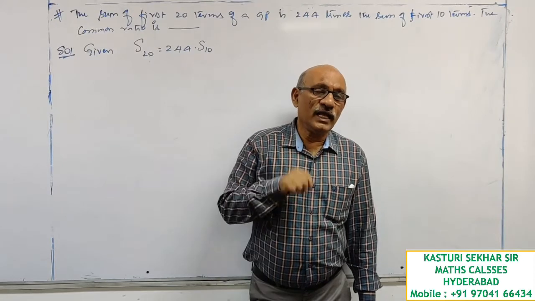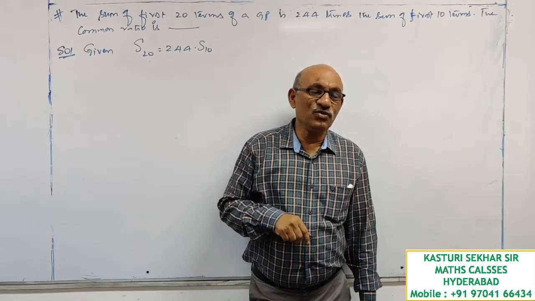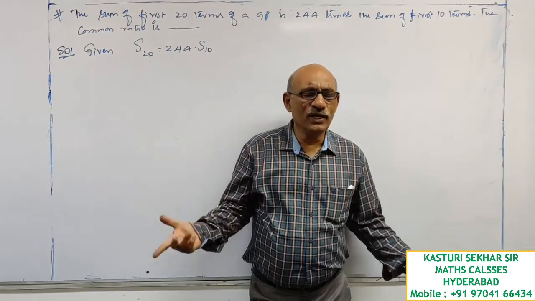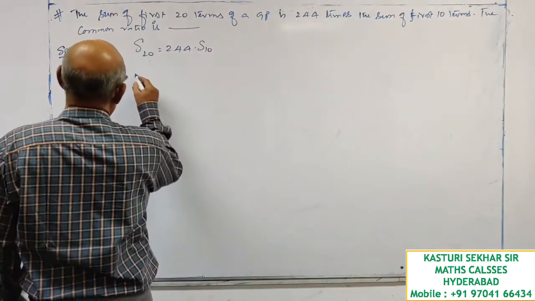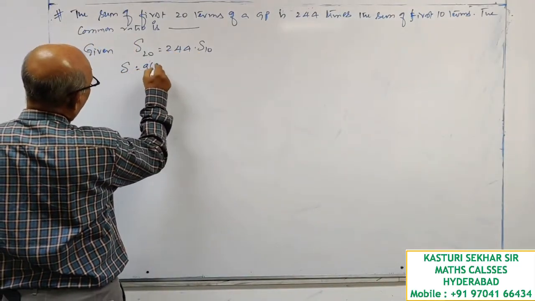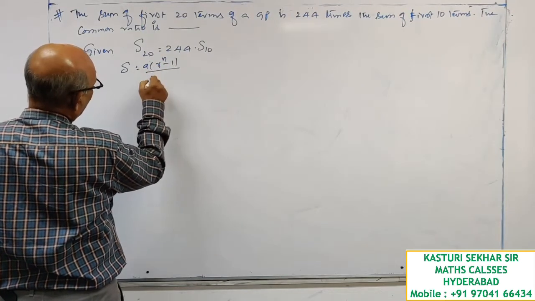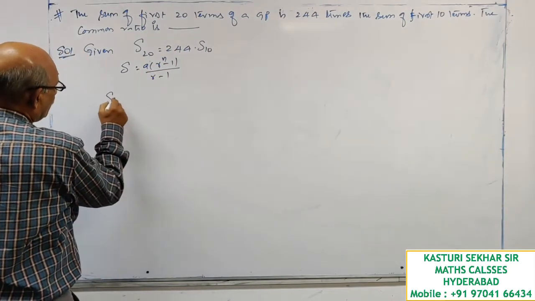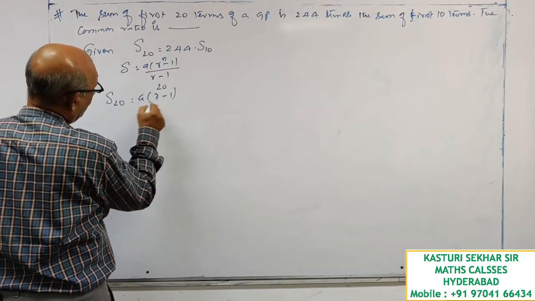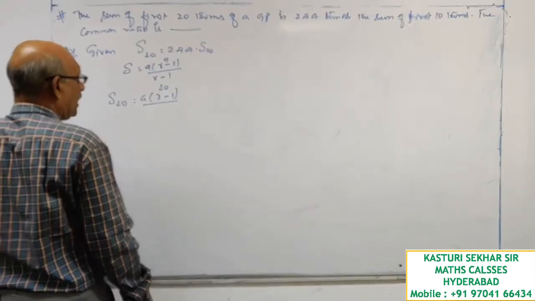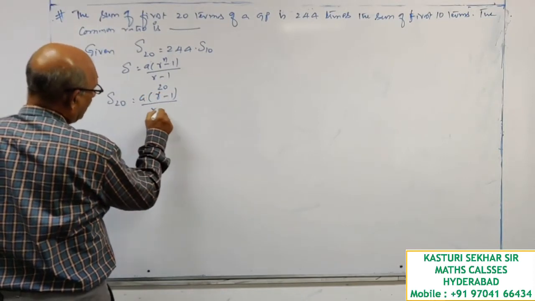So there are two formulas for Sn. Which one should I use here? You can use any one, that doesn't make any difference. So I am taking S is equal to A into R power n minus 1 by R minus 1. S20 is equal to A into R power 20 minus 1 by R minus 1.